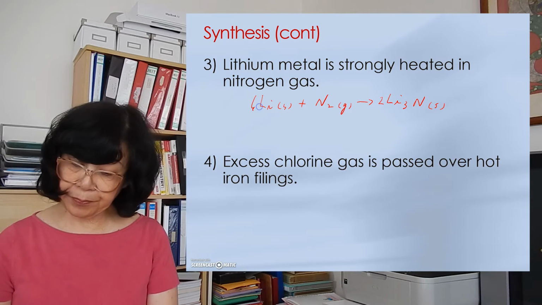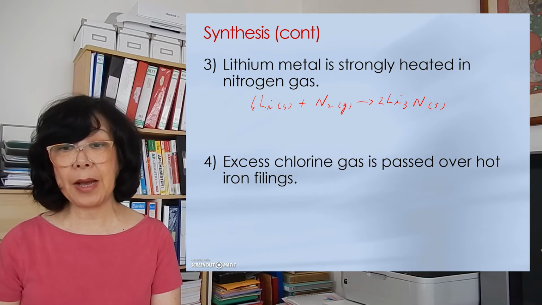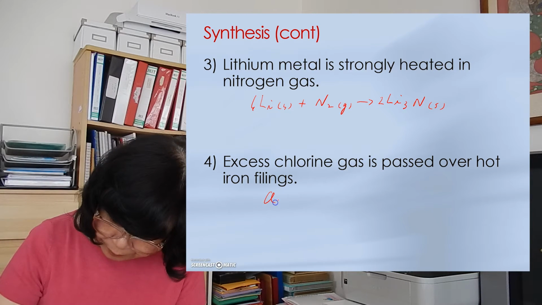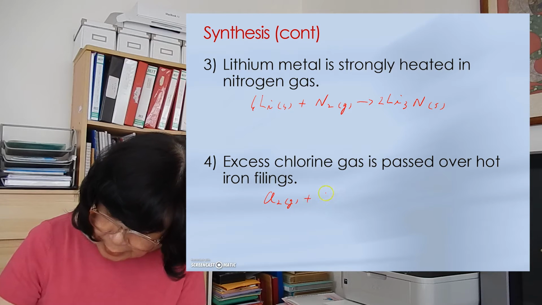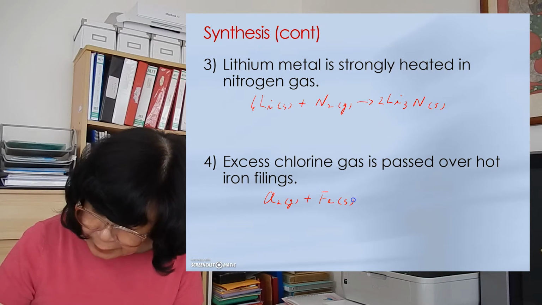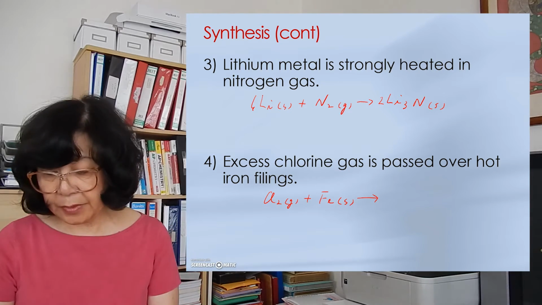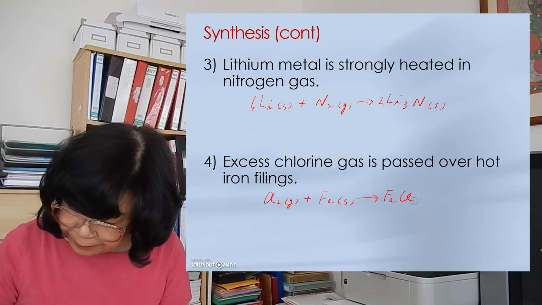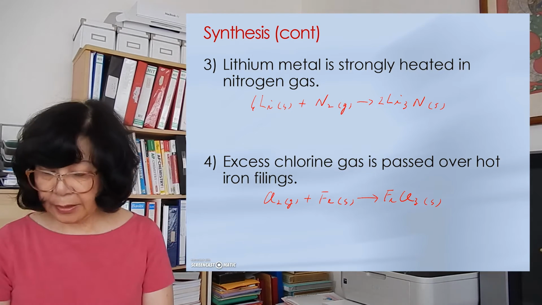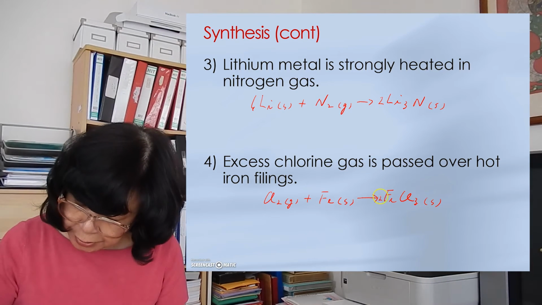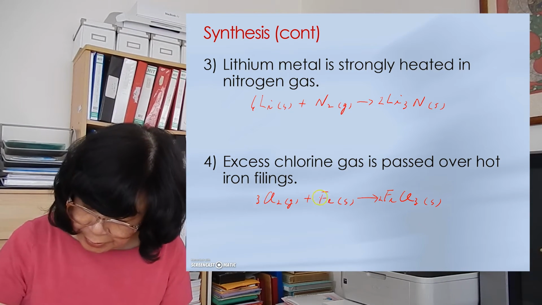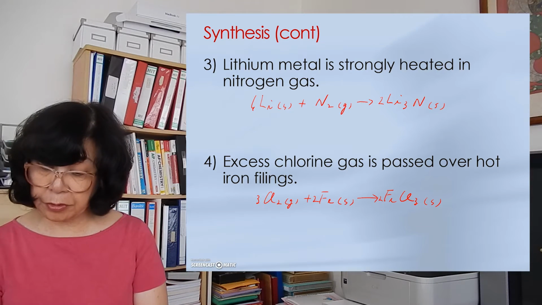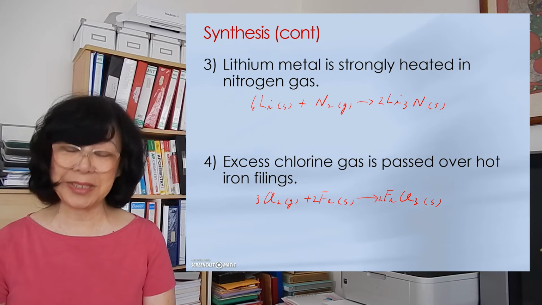The next one, excess chlorine gas passed over hot iron filings. So I have chlorine gas here and iron. Now, because of excess, it is going to form FeCl3. And I balance the chlorine by putting 2 here, 3 here, and a 2 here. So the mole ratio is 3 moles of chlorine to 2 moles of iron. So that's what it meant by excess.